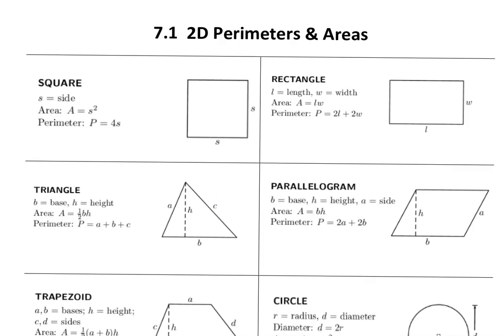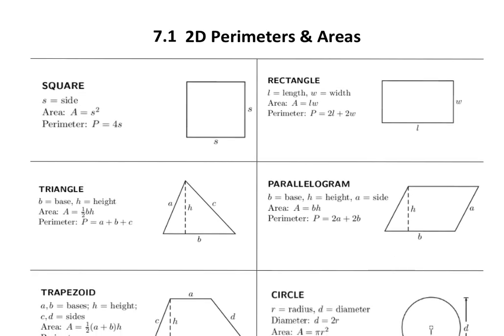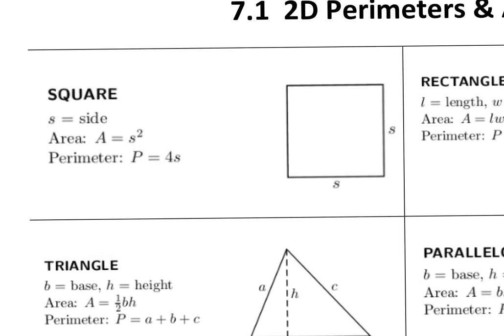Bismillah, our lesson today: how to find the perimeter and area for 2D shapes. First, we need to revise the previous rules.